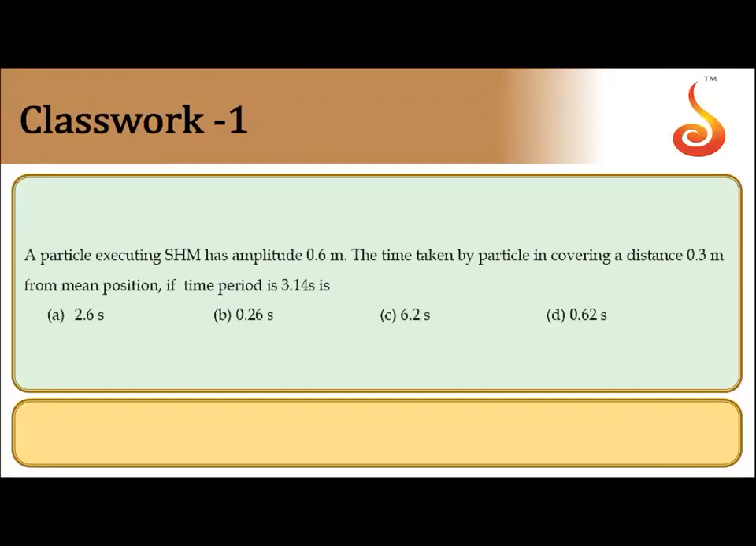First one, a particle executing simple harmonic motion of amplitude 0.6 meter. So amplitude is given. The time taken by the particle in covering a distance 0.3 meter from mean position, if time period is 3.14 seconds, is. So you need to calculate the time taken for the particle to cover a distance of 0.3 meter from the mean position. So what they have given, amplitude is 0.6 meter, displacement must be y, that is 0.3 meter. So we are calculating from the mean position, so use sine function.